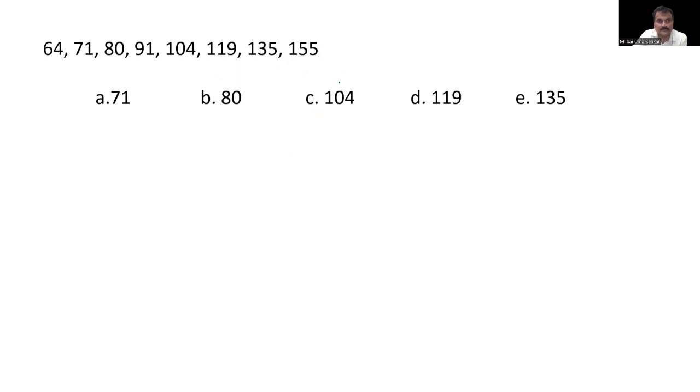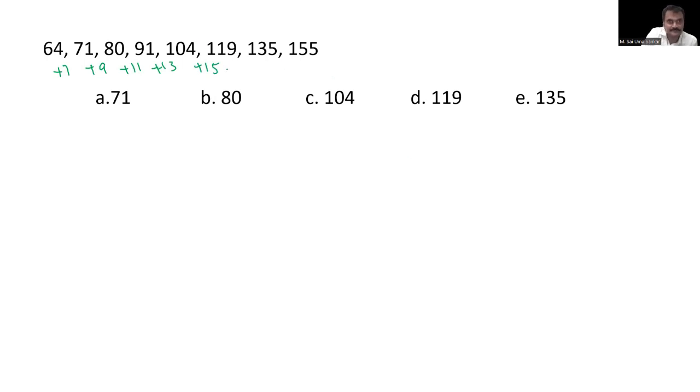64, 71, 80, 91, 104, 119, 135, 155. Now, what is the answer here? First, take the difference of two numbers. So 64 plus 7 is 71. 71 plus 9 is 80. 80 plus 11 is 91. 91 plus 13 is 104. 104 plus 15 is 119.